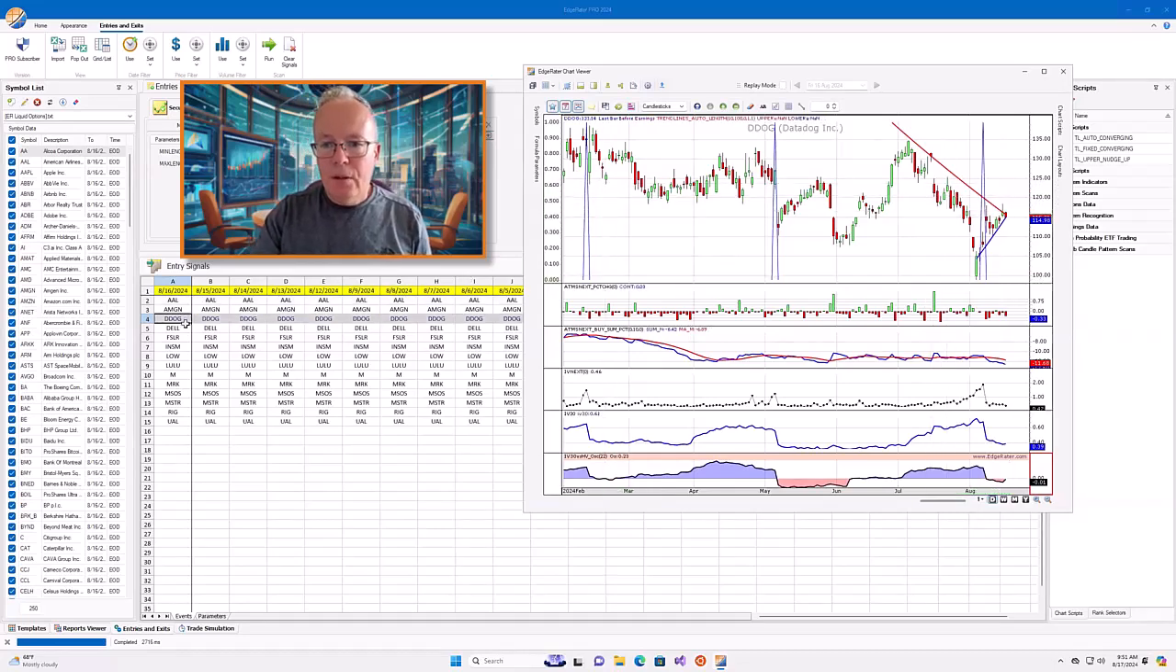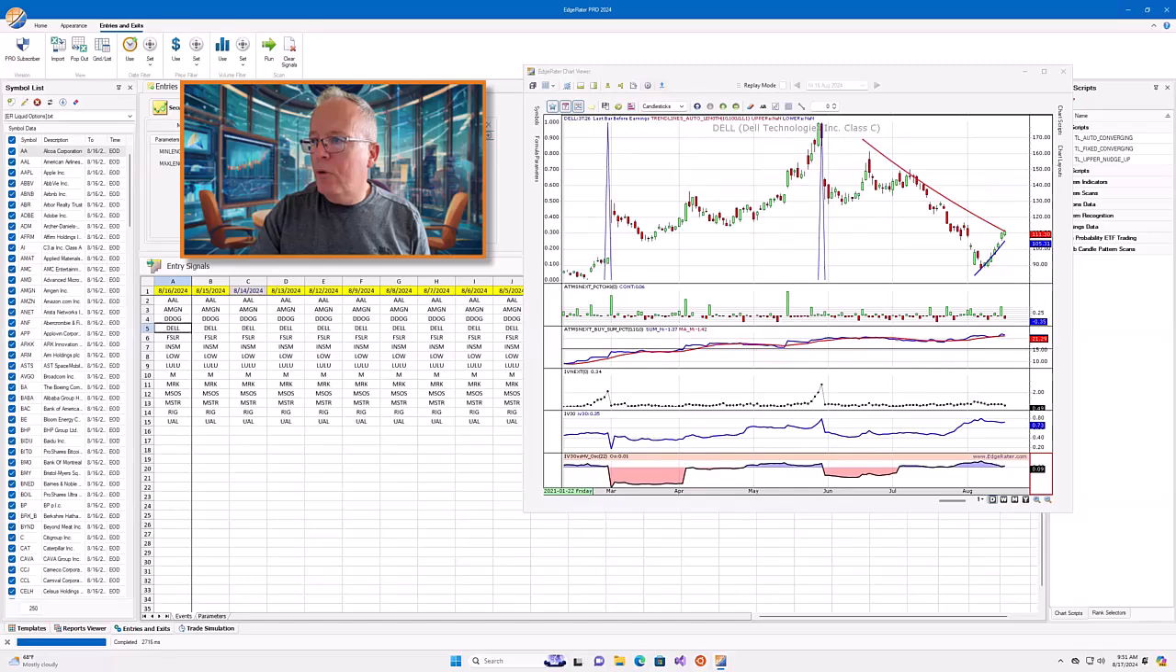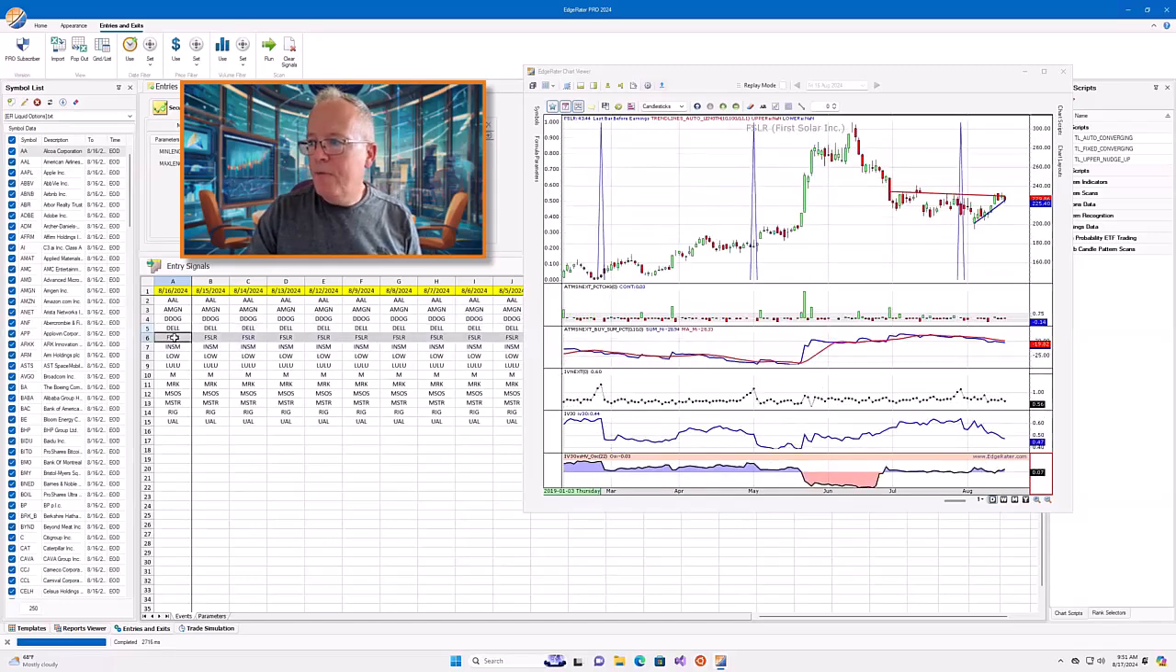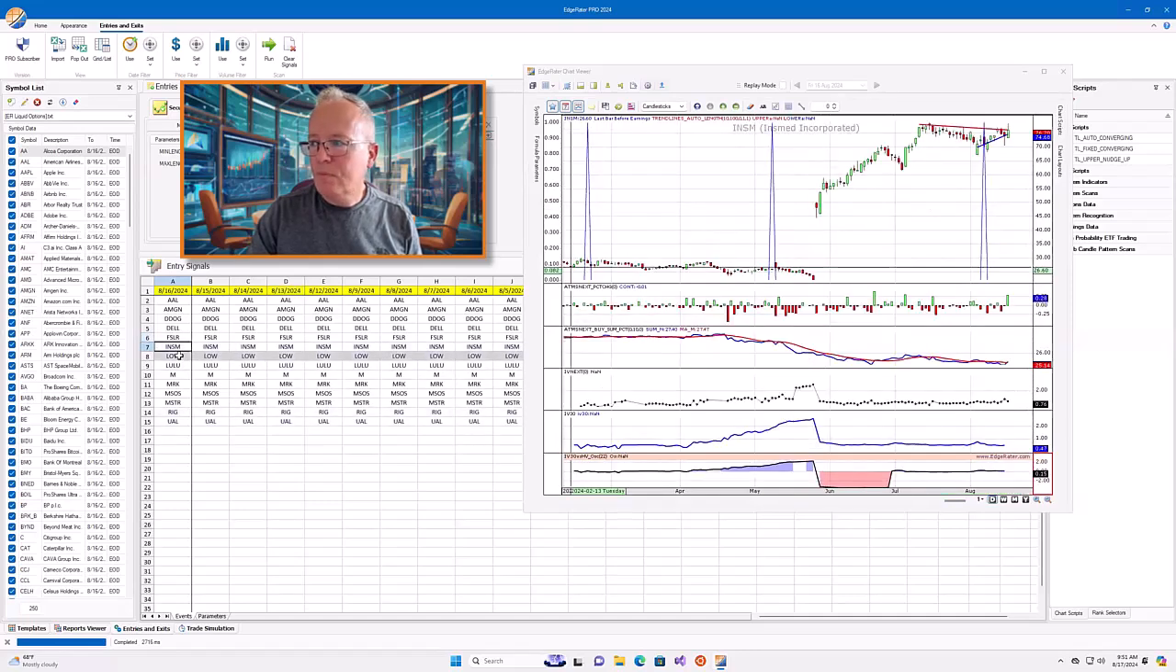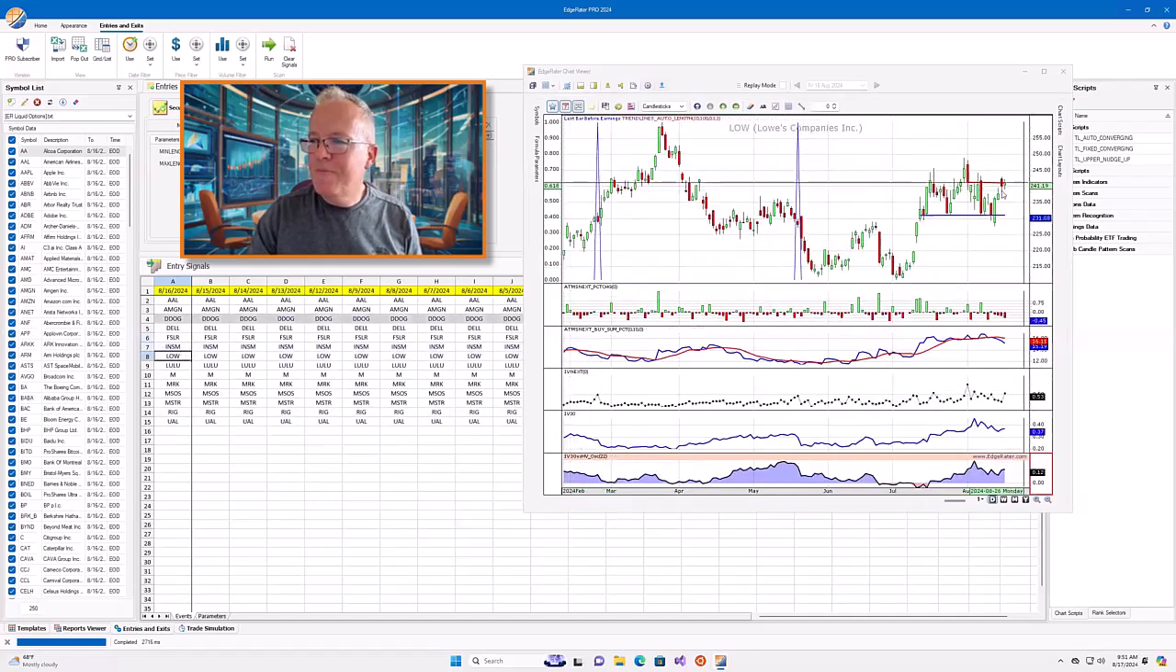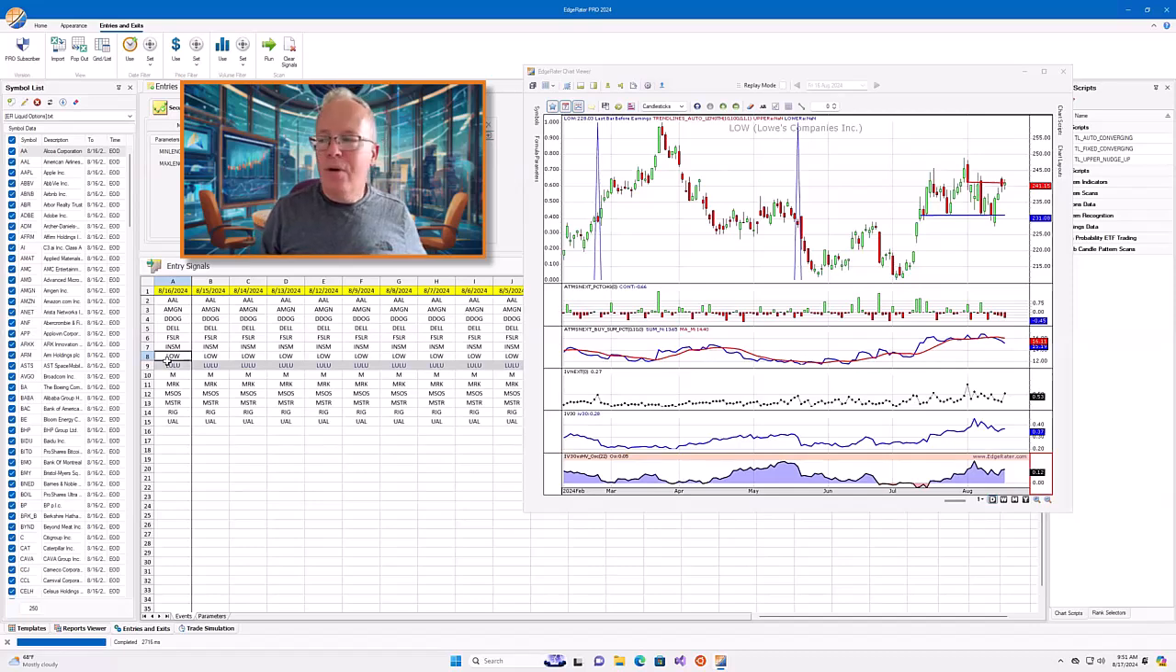What else we've got? We've got Dell. We've got Fizzler, First Solar. I always remember that being called Fizzler. Again, converging trend lines. Just about converging is lows. They look parallel, but slightly converging. I have not put any parameters in there to say how steep those convergences should be.